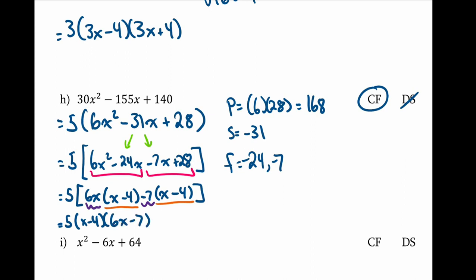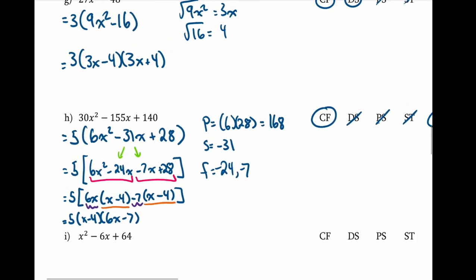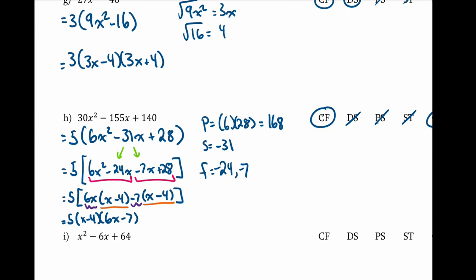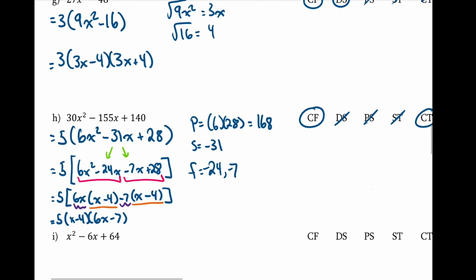So again, this one was a little bit more complicated just because we're dealing with large numbers, but we worked our way through. We took care of common factoring first, narrowed it down to complex trinomials, and then worked our way through that to figure out our factored form.